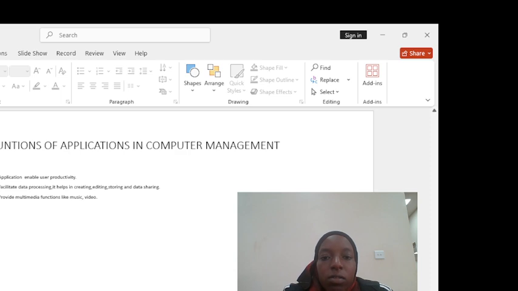Then we also have the functions of applications in computer management. For example, applications enable user productivity. They also facilitate data processing like editing and sharing, among others. Examples of applications include Microsoft Word, Google Chrome, and calculators. That's it. Thank you.